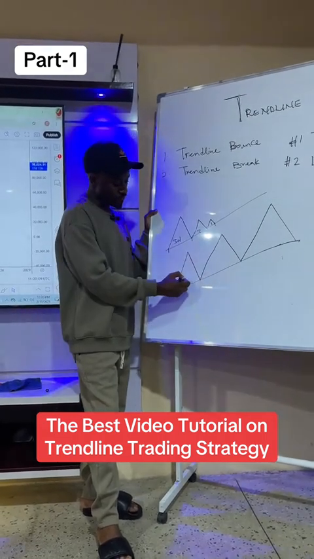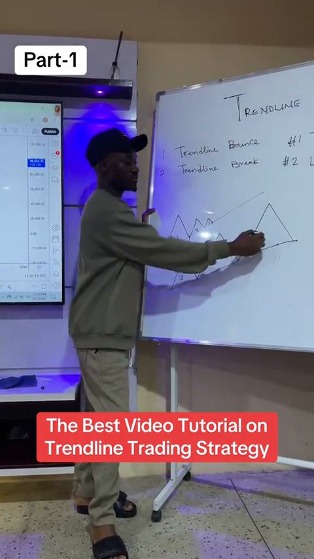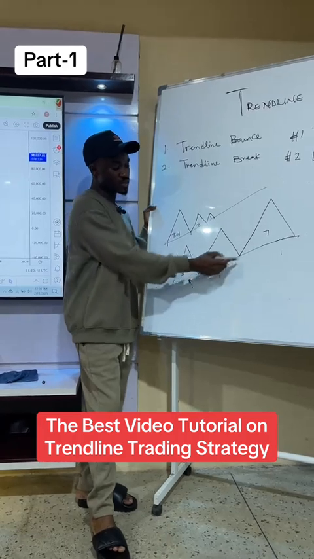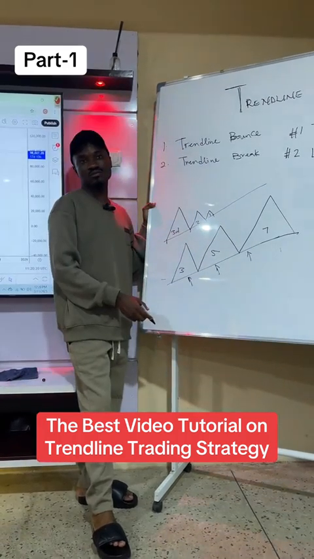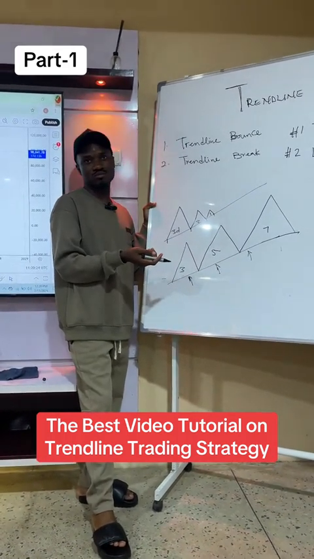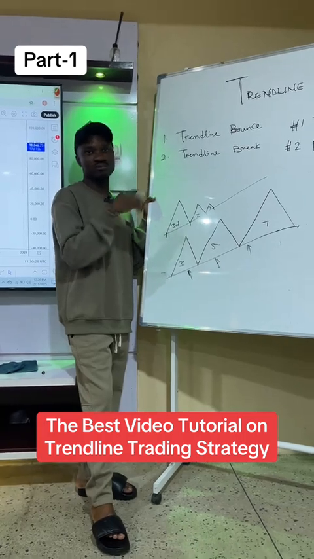But here we have 3 days. Here we have 5 days. Here we have 7 days. It is showing you there is strength in this trend line. But most traders, they don't understand this concept. What they are just interested in is, once it tests a line, shoo.